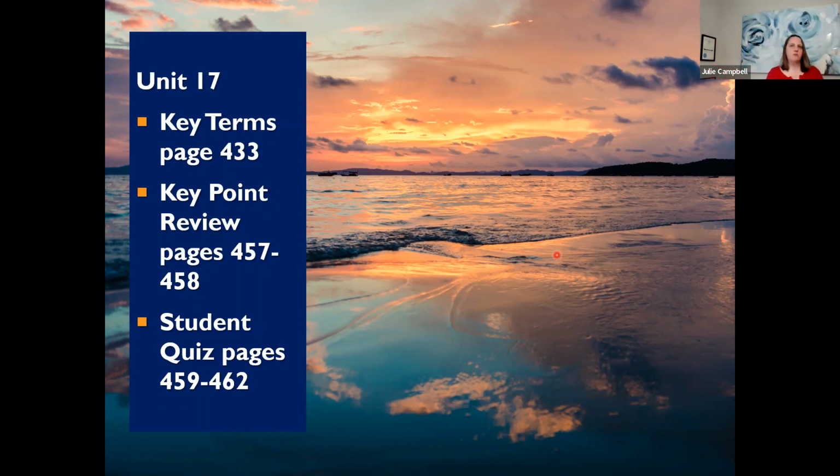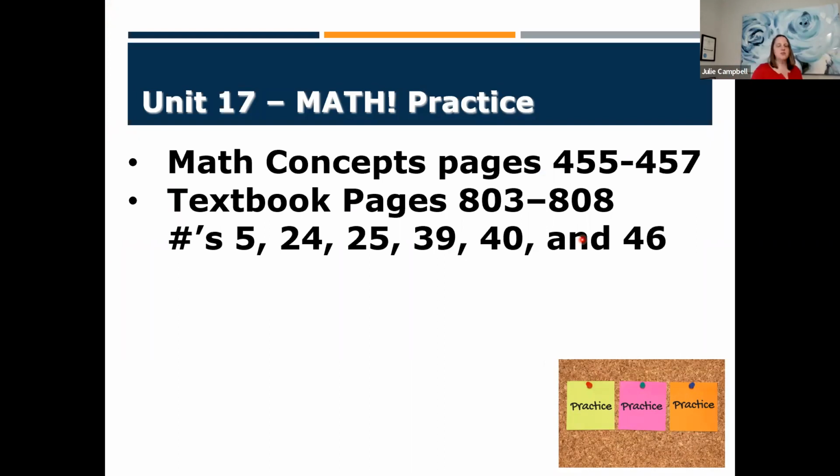So as you start going through that math workbook, it gives you another explanation with some extra practice as well. Those math concepts, page 455 goes over the different approaches. And then these are the problems in the back of the book, those 50 problems in the back of the book. And these are the ones that relate to the math that we just did in unit 17. We good? Got these jotted down? Okay.